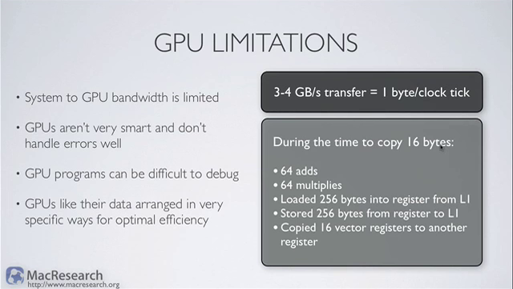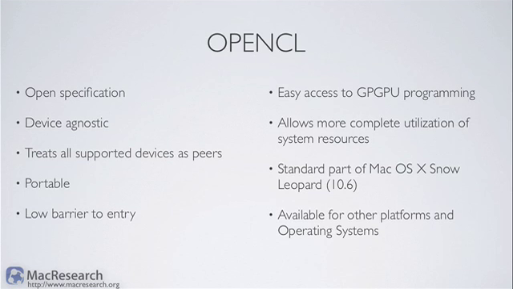So those are some things to consider. Nothing you can't work around or deal with, just things to be aware of. So, OpenCL. Again, it's an open specification. It's designed to be device agnostic, so that every computational device in your system can be used together, or rather so that you can get access to it easily using the same kind of programming paradigm. I think that's probably the more important thing. Of course, it's portable because it's an open specification. Anybody can write their own implementation, and it makes programming on the GPU much easier.